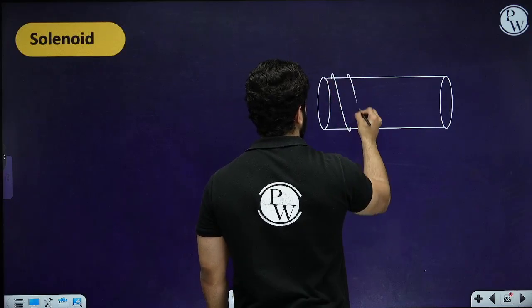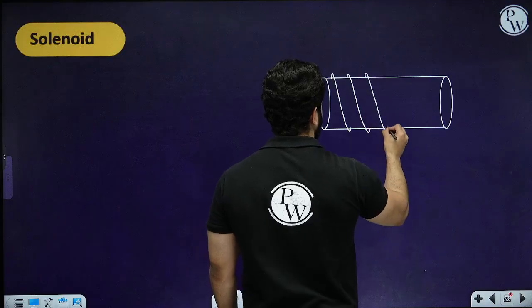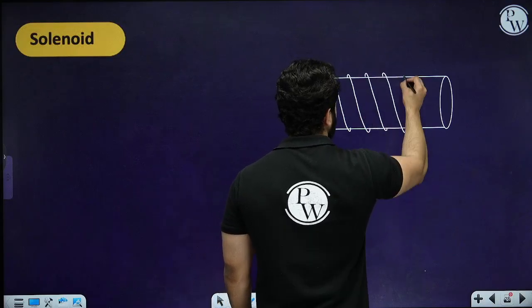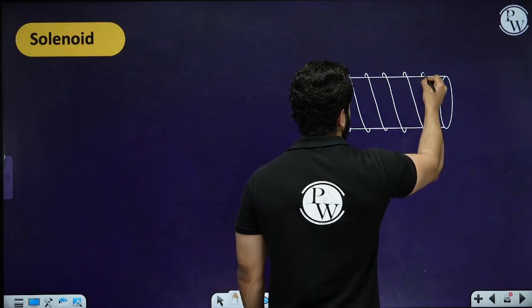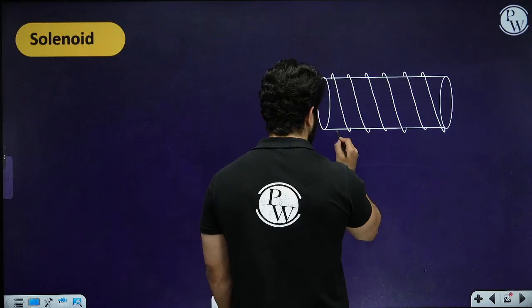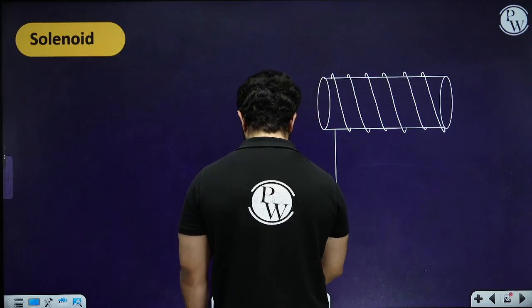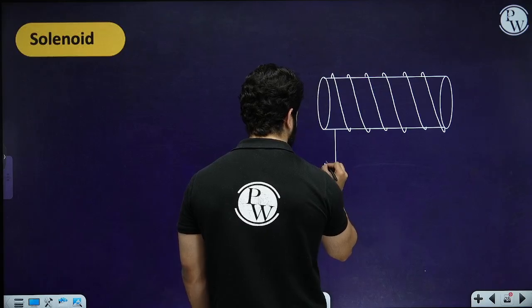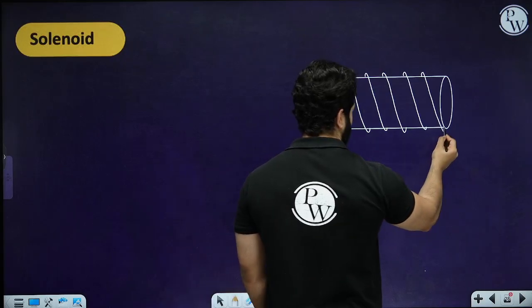Let's suppose that we have got a current carrying solenoid. Now what are the different terms that we must remember in a current carrying solenoid? First of all, let's suppose that a current is being thrown into this solenoid, something like this and something like this, right?